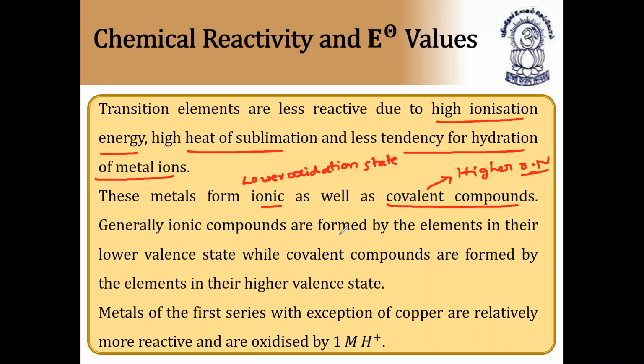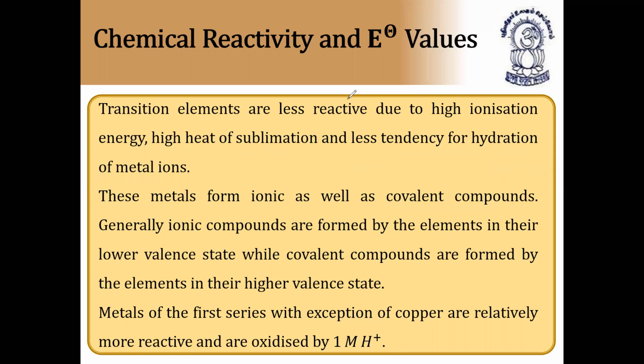So generally, ionic compounds are formed by the elements in their lower valence state, while covalent compounds are formed by the elements in their higher valence state. Metals of the first series, with the exception of copper, are relatively more reactive and are oxidized by 1 molar H+ ions, because they are most reactive. So the 3d series is more reactive than the 4d and 5d series.